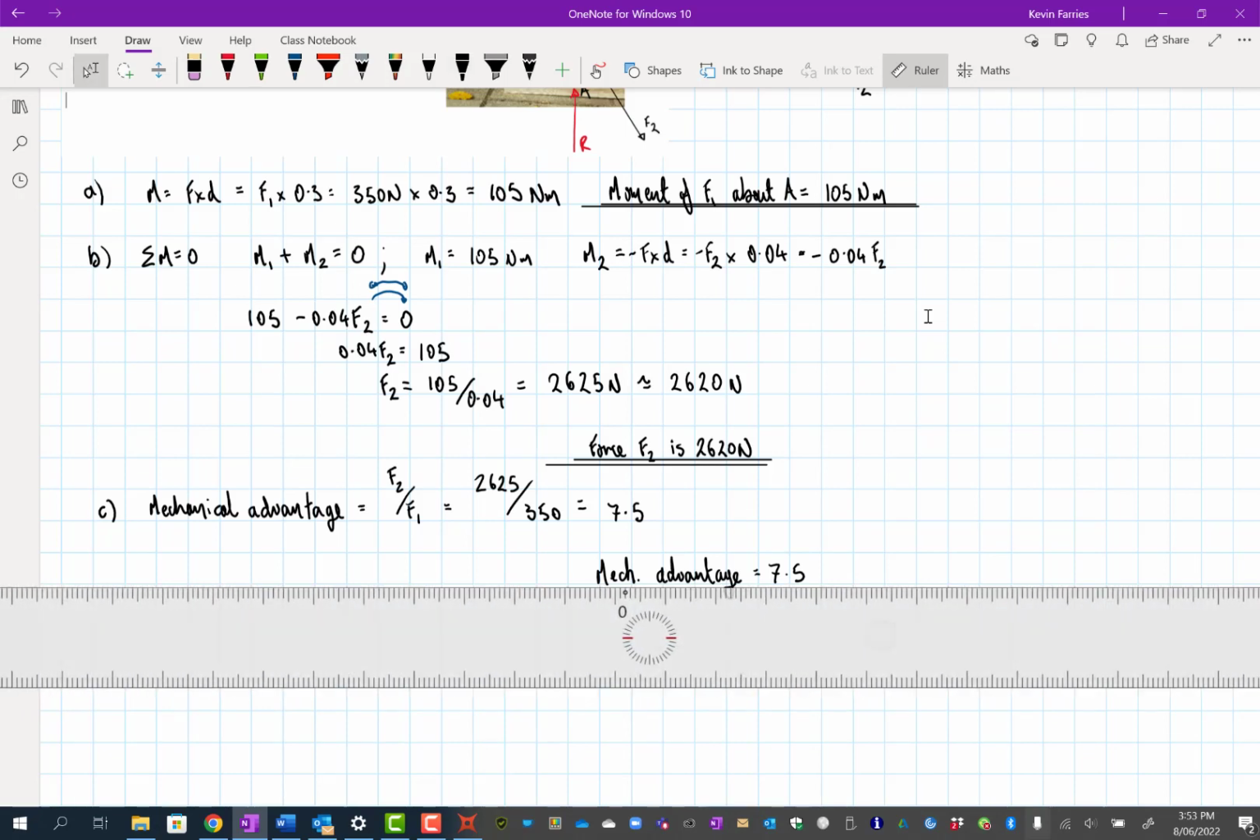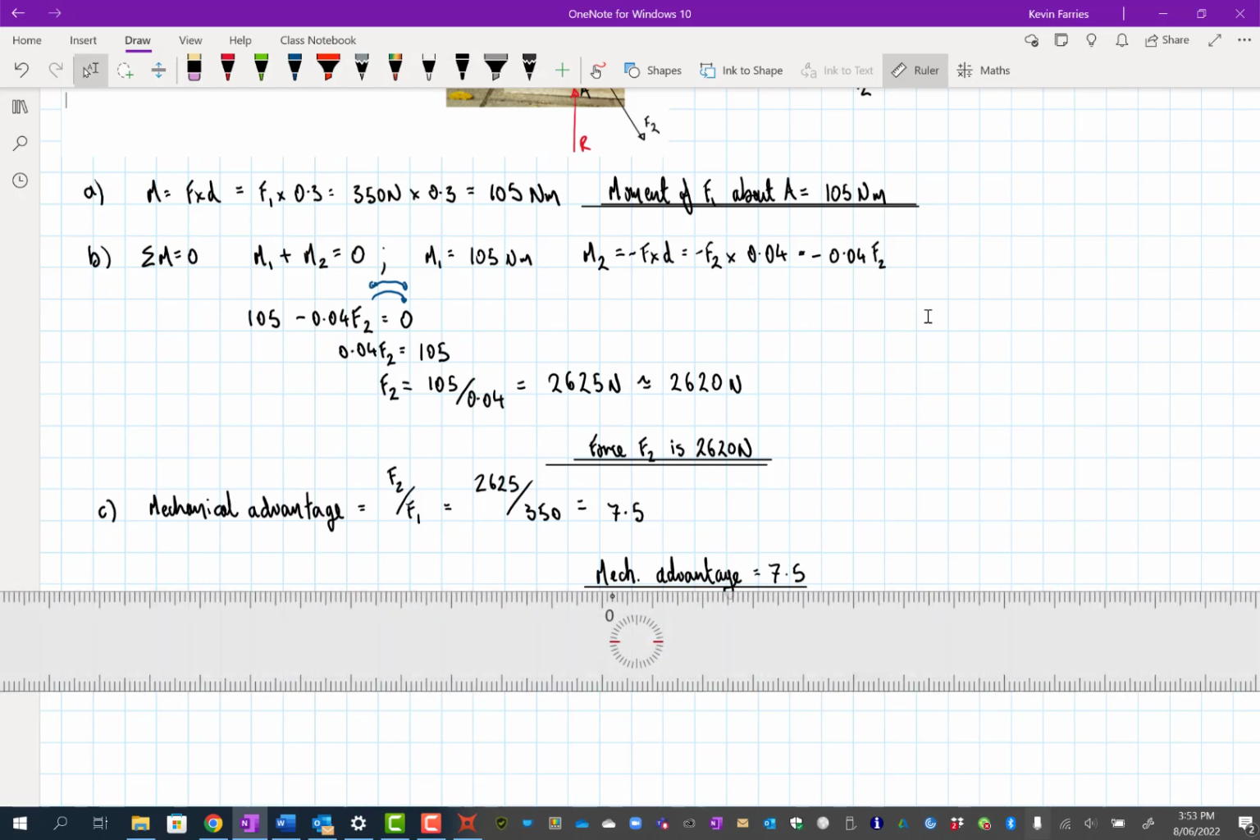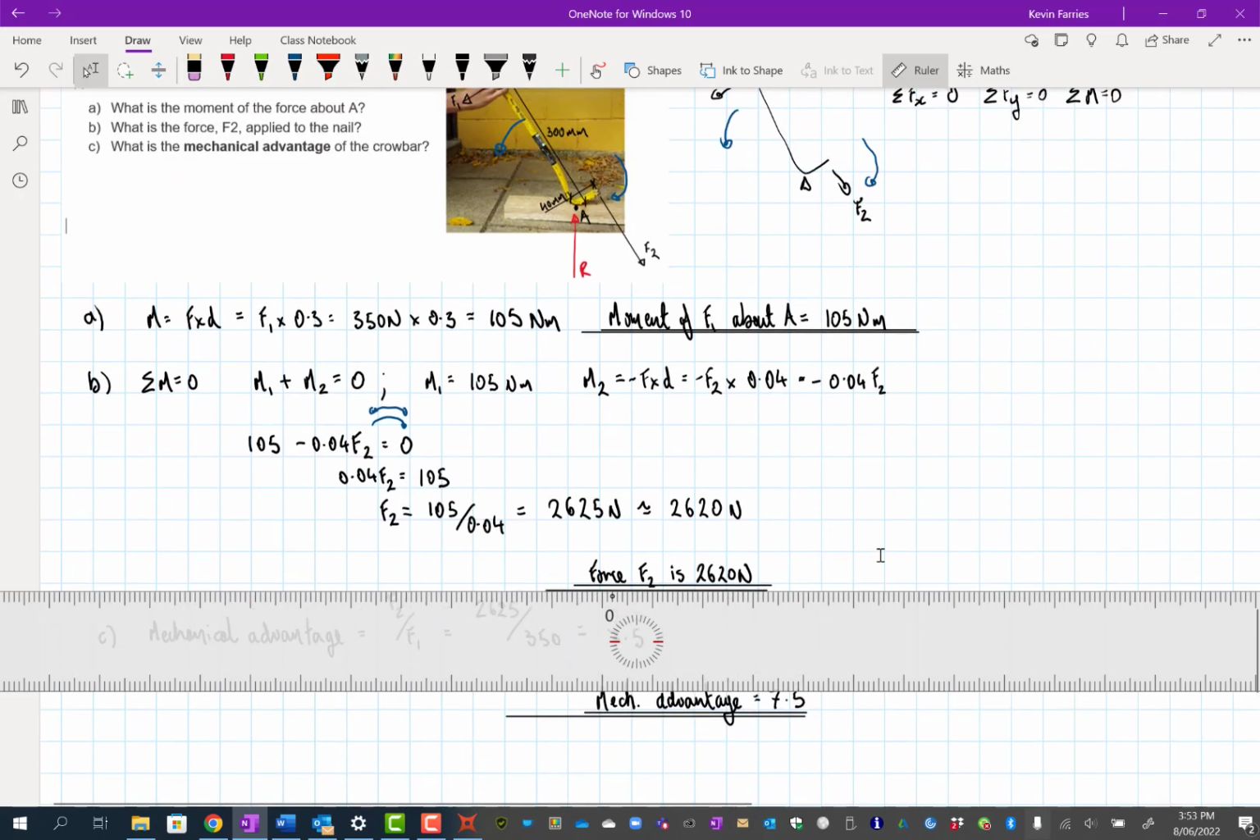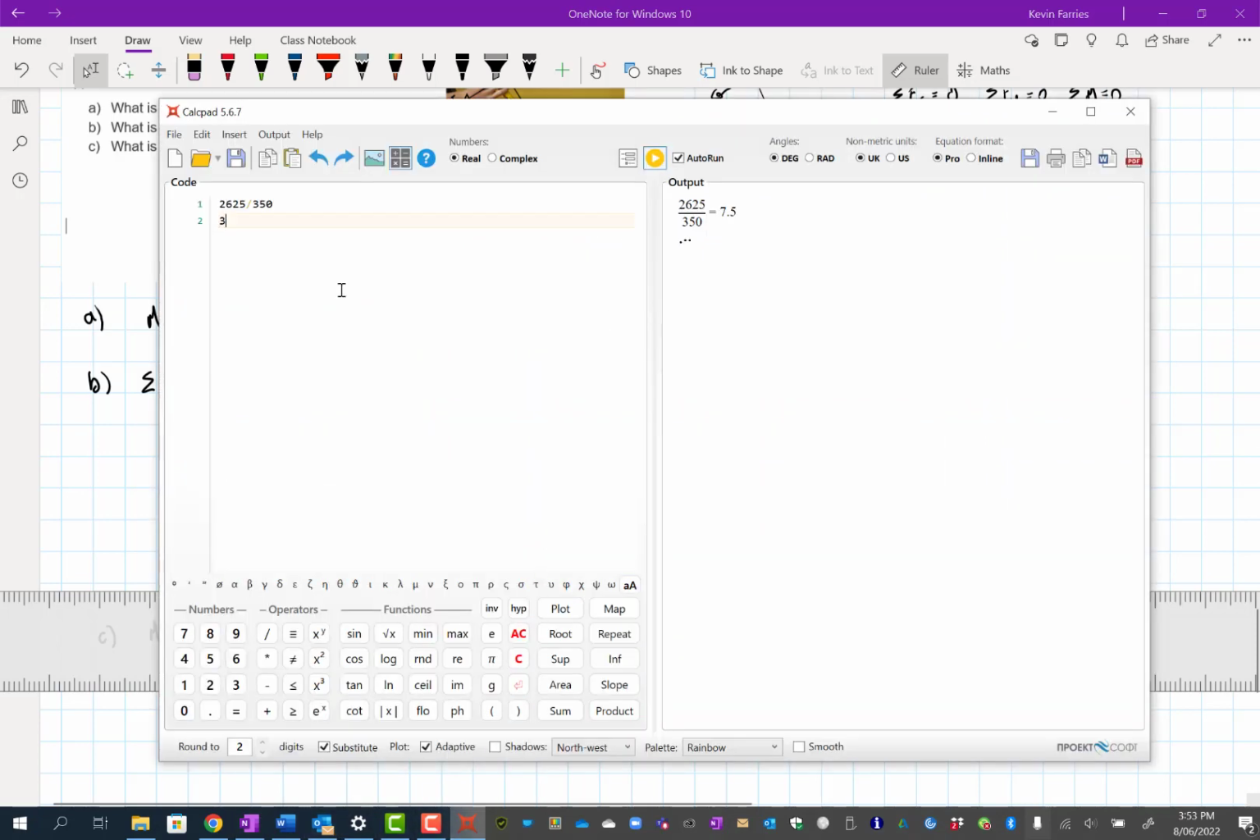Now, it should be the case that that is the ratio of the lever arms, so that's one way we could check it. So when you've got a lever, the mechanical advantage is just the ratio of the lever arms. So we could check that by just saying, so the long lever arm was 300 millimeters, the short lever arm was 40 millimeters. So we should be able to calculate a check on that. 300 divided by 40, 7.5. So we checked our answer.